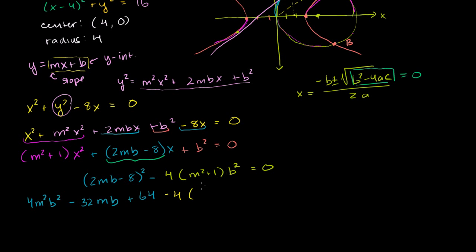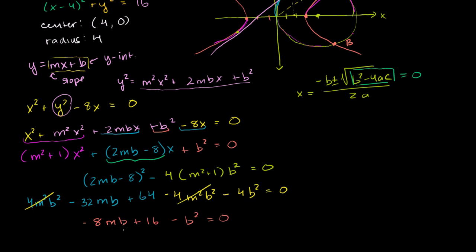Minus 4 times, well, I can just expand everything out. Minus 4 times m squared b squared, minus 4 times 1 times b squared, minus 4b squared is all going to be equal to 0. And then lucky for us, some of these terms cancel out: 4mb squared, negative 4mb squared. And we could actually divide both sides of this equation by 4. And we get negative 8mb plus, dividing everything by 4, plus 16 minus b squared is equal to 0.